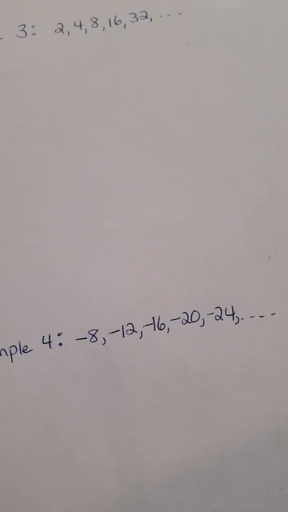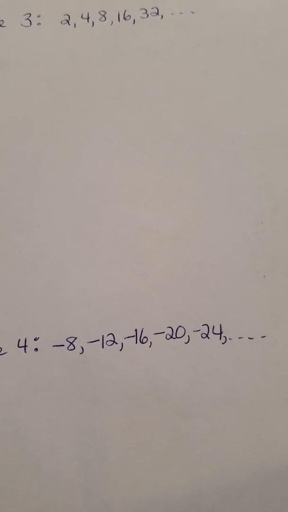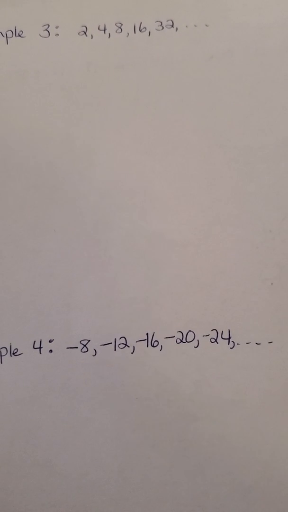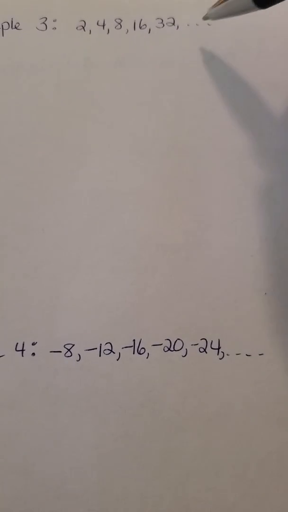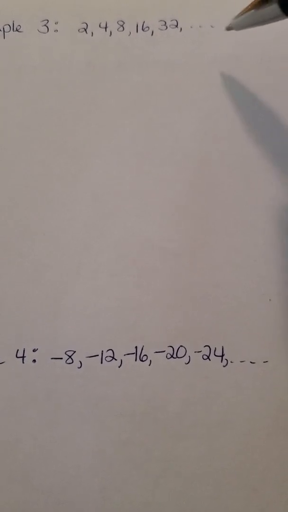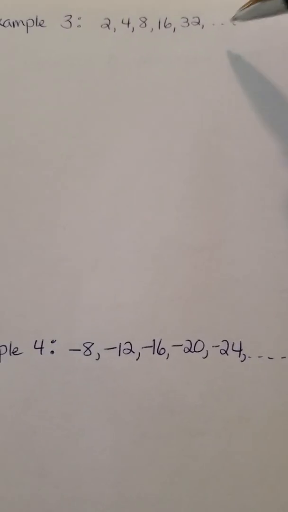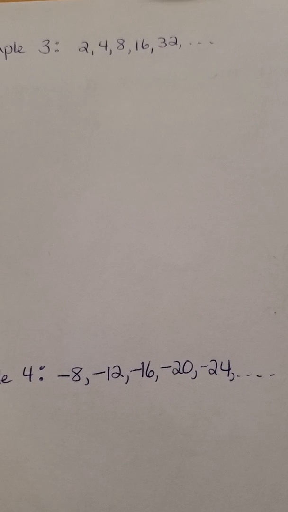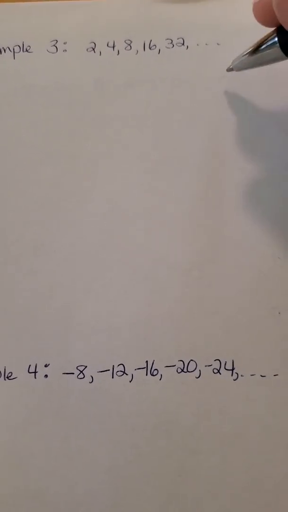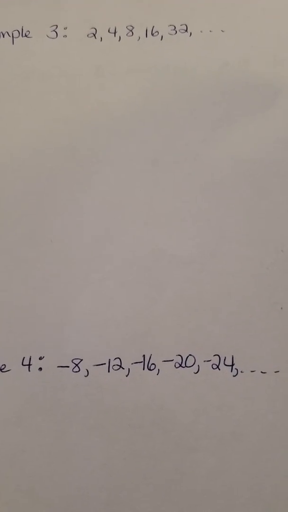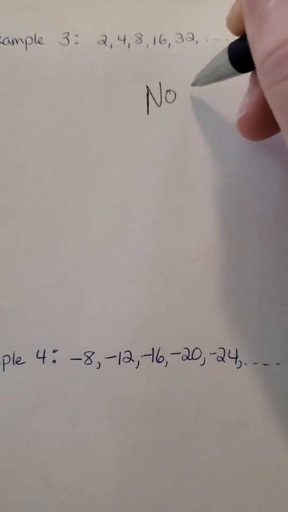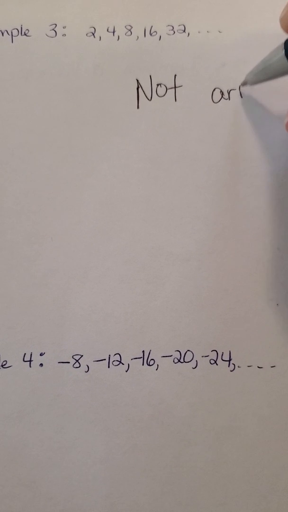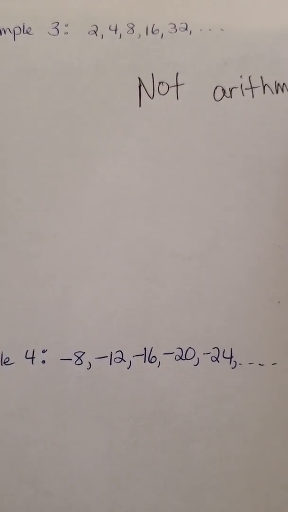In the next example, we have 2, 4, 8, 16, 32. We're looking to see if this is arithmetic. Well, it's going up by 2, up by 4, up by 8, up by 16. There's no common number that it's going up or down by. So this one's not arithmetic, and we're not going to write our formula or do anything like that. We're just going to put not arithmetic.